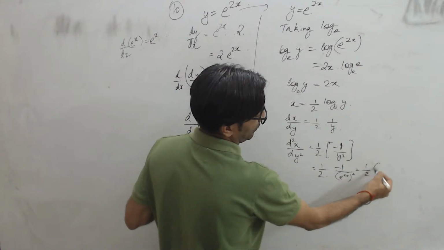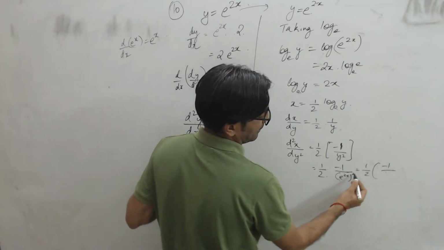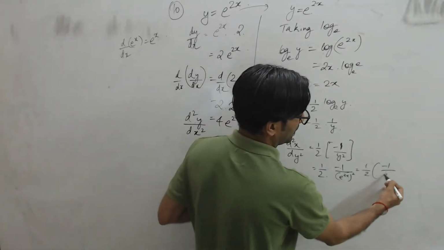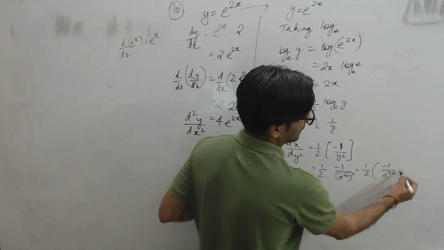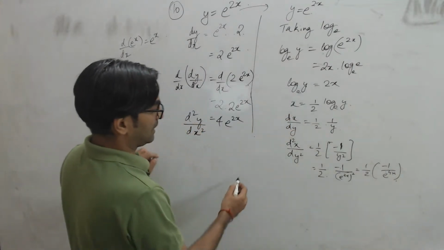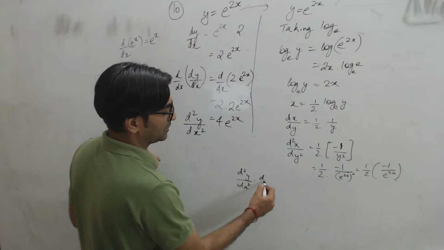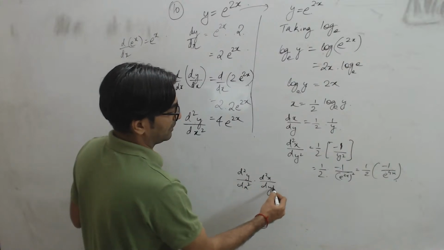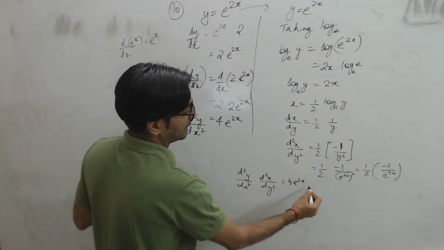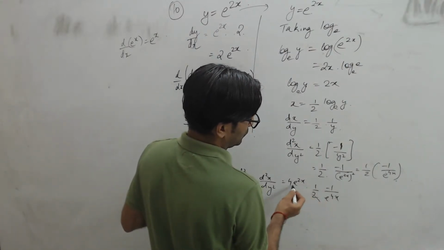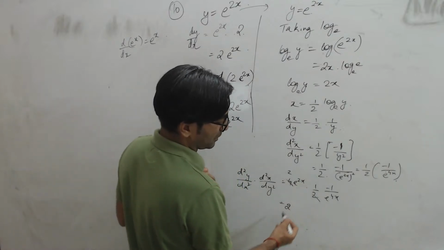And so that will be half of minus 1 divided by, when you have an exponent raised to another power, the powers get multiplied. So this becomes e power 2x into 2, that's 4x, right? And the question asked me to multiply these. So d square y by dx square into d square x by dy square will actually be 4 into e power 2x into half into minus 1 by e power 4x. So cancel this off. This becomes 2 as the constant.